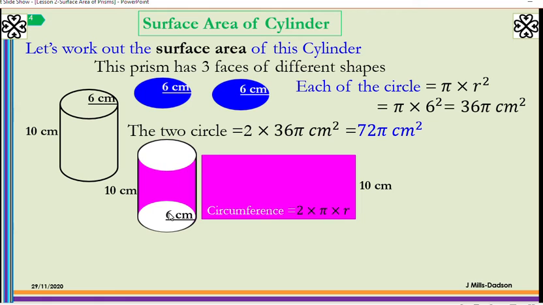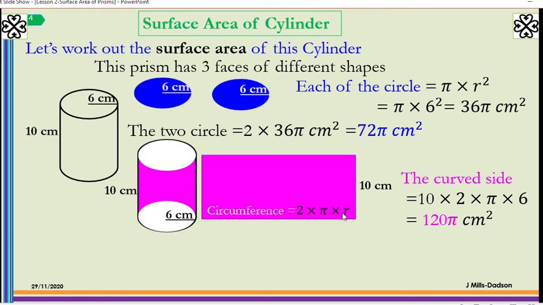Because when you open it up and you split it up to form a rectangle, that line here is simply this circumference of the circle. The circumference is 2 pi r. So the area of a curved side is the height times the circumference. So I could say that to work out the curved side is 10 times 2 times pi times the radius, which is equal to 6. 10 times 2 times pi times 6. And that gives us 120 pi cm squared.